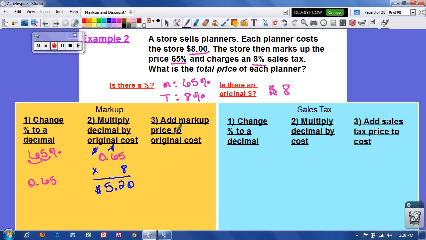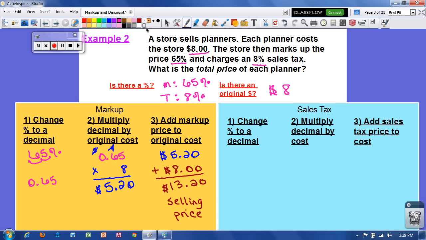So now I want to add the markup to the original cost. So I'm going to take $5.20 and I'm going to add that to the original cost of $8. Again, adding decimals, so I've got to make sure the decimals are lined up. And when I add that, I get a selling price of $13.20. But I want to know the total price, so I have to calculate tax for this $13.20.